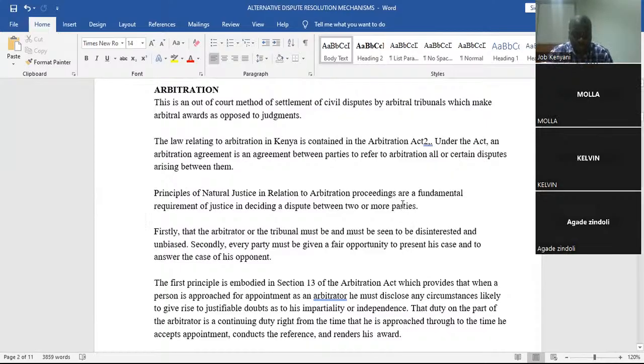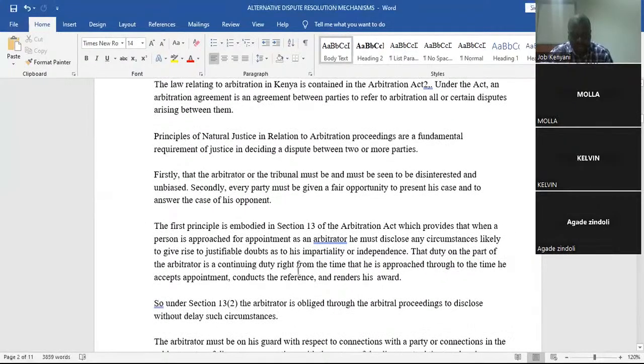So the first principle is embodied in Section 13 of the Arbitration Act, which provides that when a person is approached for appointment as an arbitrator, he must disclose any circumstances likely to give rise to justifiable doubts as to his impartiality and independence. So that duty on the part of the arbitrator is a continuing duty right from the time that he is approached through to the time he accepts the appointment, conducts the reference, and renders his award.